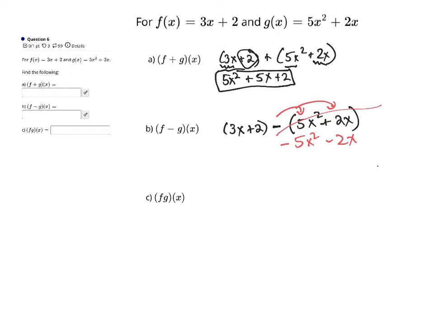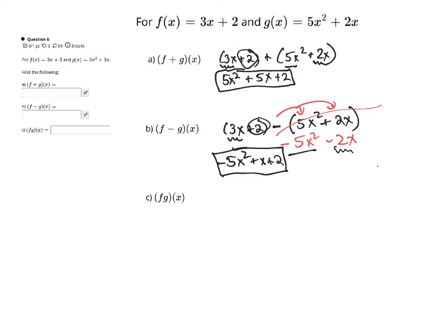And now we want to combine like terms. Well, we've got the negative 5x squared. Nothing goes with it. And then we have the 3x, and it's a minus 2x. So that's a plus 1x or plus x. And then the plus 2 on the end. So this is our answer for letter B, negative 5x squared plus x plus 2.